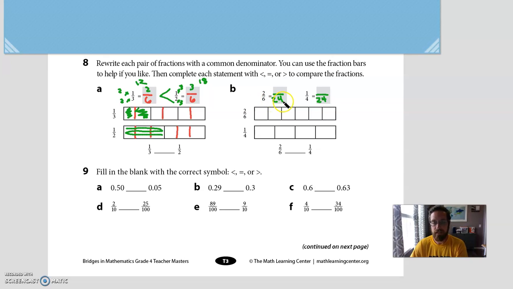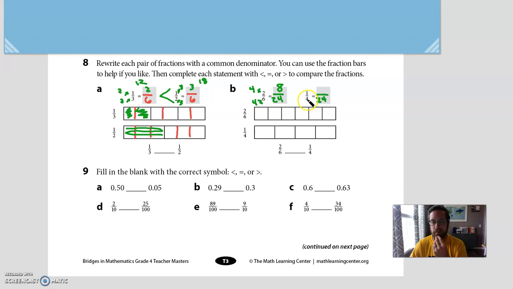What did I multiply my 6 by to get 24? Well, I multiplied it by my other denominator, which is times 4. And if I multiply my denominator times 4, I have to multiply my numerator times 4. 4 times 2 is 8. So 2/6 is equivalent to 8/24ths.